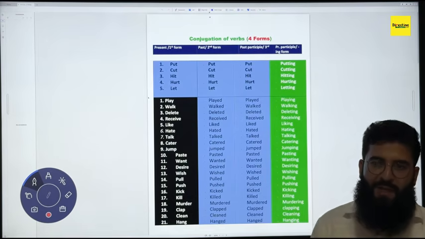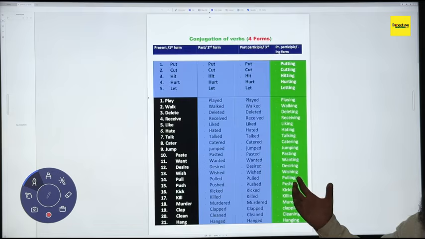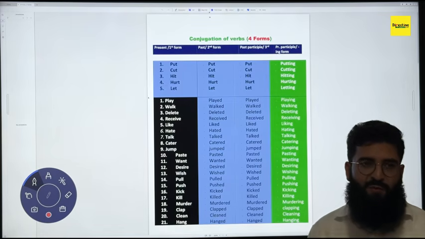I am a linguist by profession, so I know in Arabic also we have verb forms. And in Arabic we have more than 4 forms, but every single verb has at least 4 forms.